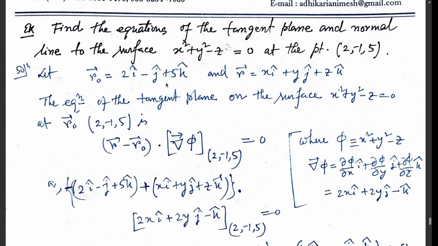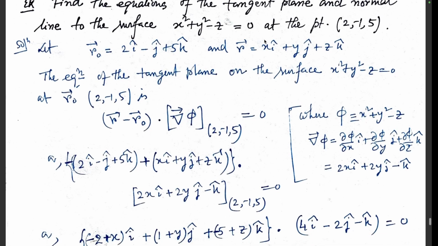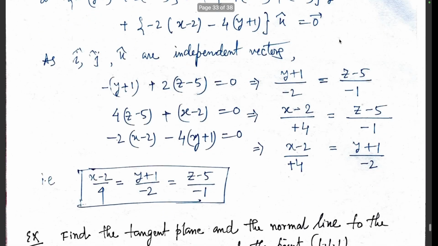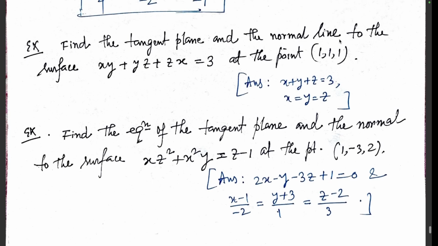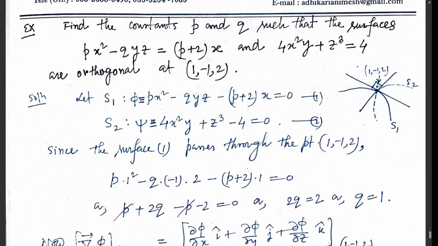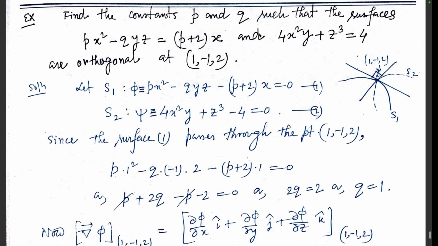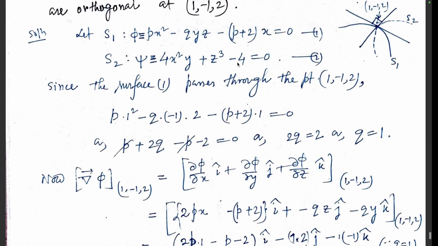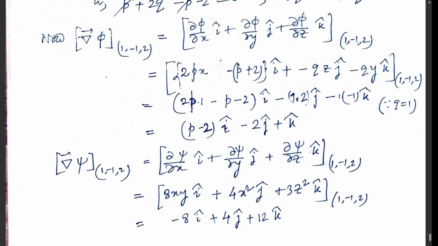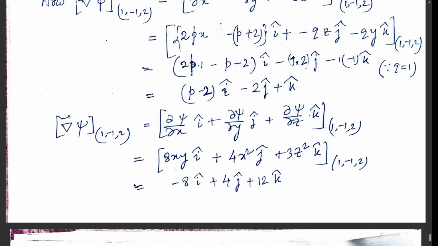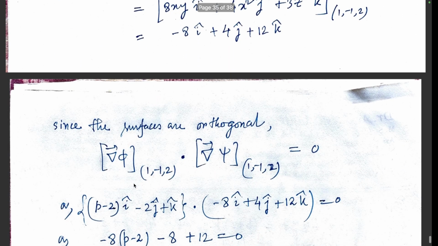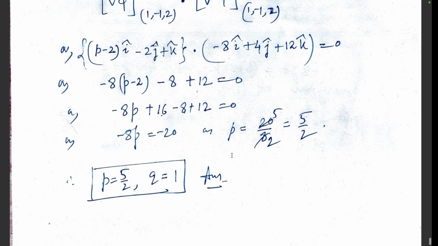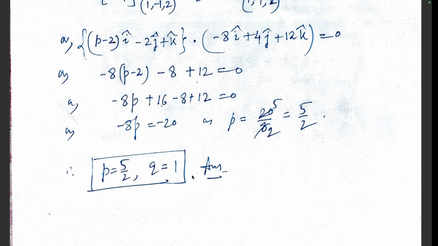The equation of the tangent plane and the normal line to the surface at the point (2, -1, 5), the equation of the normal line and the tangent plane. Find the constants p and q such that the two surfaces are orthogonal at the point (1, -1, 2). So grad phi at this point and grad psi at this point (1, -1, 2). The surfaces are orthogonal, so grad phi dot grad psi at this point is 0. So p = 5 by 2 and q = 1.